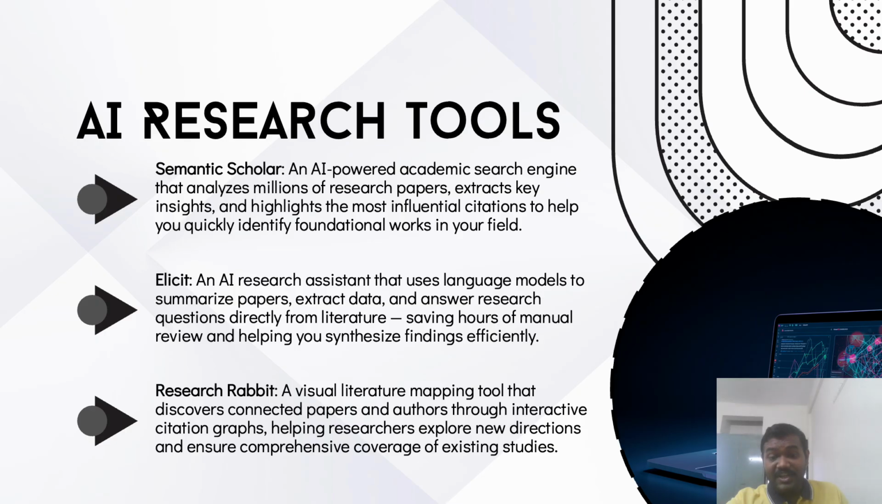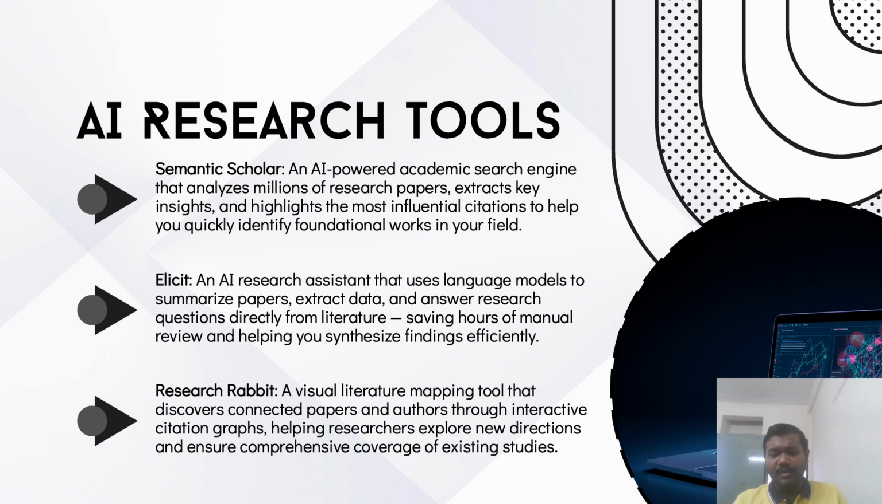Then we have Research Rabbit, which offers a completely different experience. Instead of presenting information as a list of papers, it creates visual citation networks that help researchers understand relationships between studies, authors, and research themes. What I particularly appreciate about these tools is that they allow researchers to spend less time searching and more time thinking. Ultimately, you can note down these tools. This will help you. You can explore this.